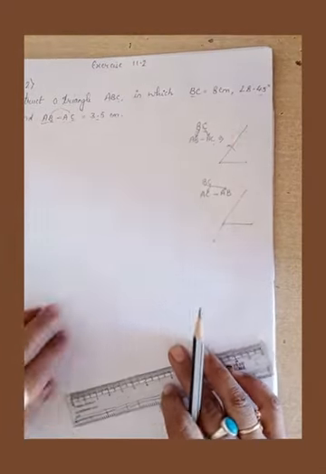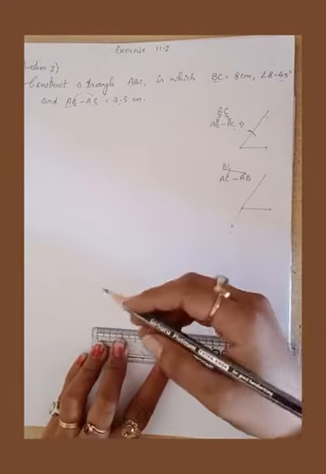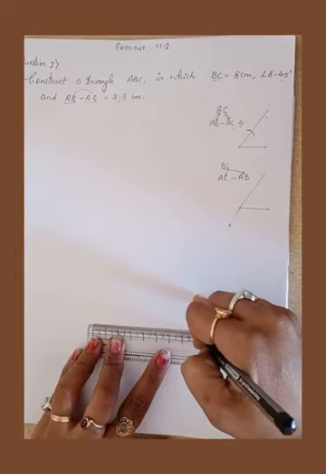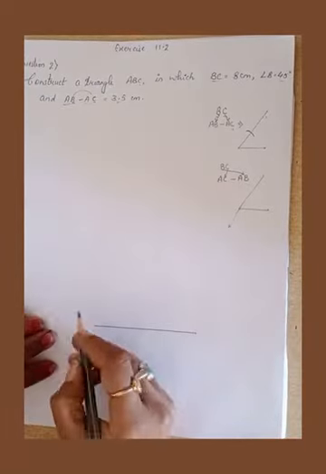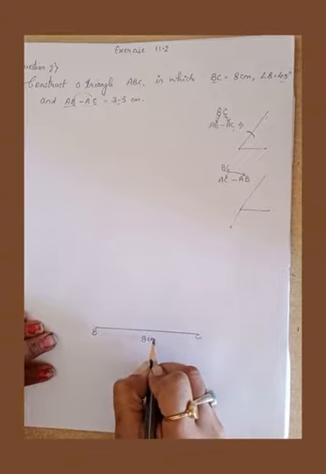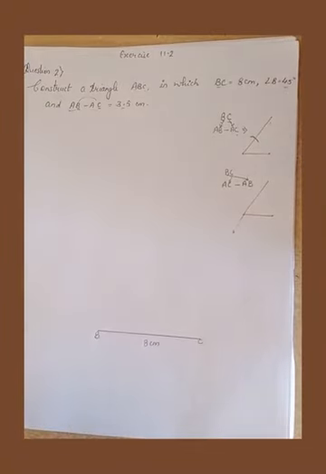First of all, it is given: draw BC equal to 8 centimeter. So let us draw BC, a line segment of 8 centimeter. Now angle B is 45 degree. How to draw 45 degree?